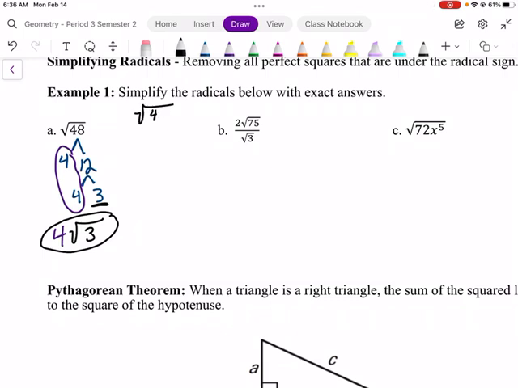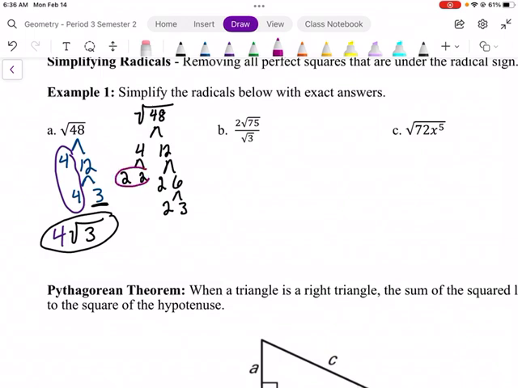Another way that you could do this problem is we know 4 and 12. 4 simplifies into 2 and 2. 12 simplifies into 2 and 6. And 6 simplifies into 2 and 3.